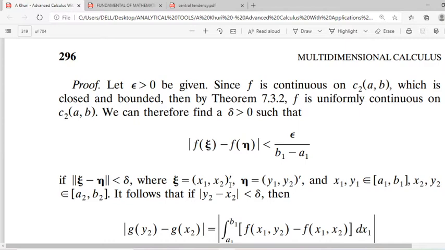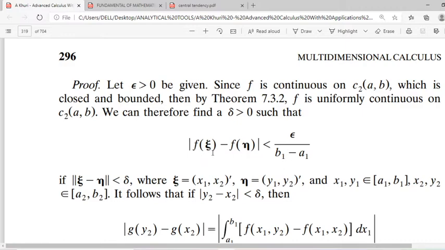We know that a continuous function defined over a closed and bounded interval is uniformly continuous. So f is automatically uniformly continuous, because the domain of definition is closed and bounded. By the previous theorem, given epsilon greater than 0, there exists a delta greater than 0 such that mod of f of theta minus f of eta is less than epsilon by b1 minus a1.